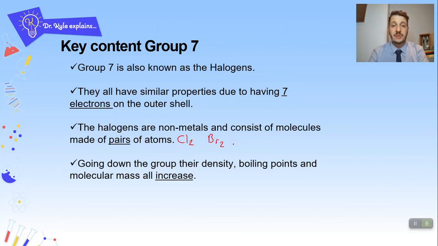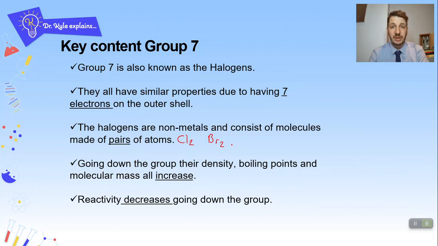So going down the group, their density, boiling points, and molecular mass all increase. And the reactivity decreases going down the group. Now remember, that is different from the alkali metals. The alkali metals get more reactive going down the group and less reactive going up the group. So this is the opposite way round from the alkali metals.